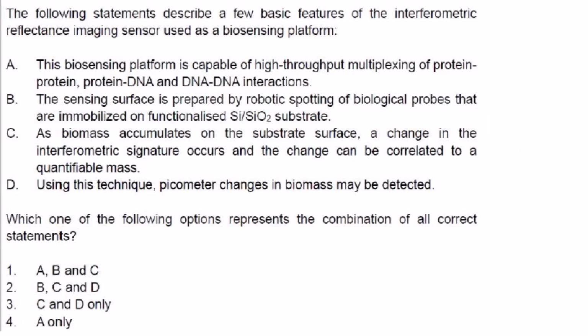Then the next one. The following statements describe a few basic features of the interferometric reflectance imaging sensor used as a biosensing platform. So interferometric means it involves interference of light waves. That is what is meant by interferometric: it involves the interference pattern of light. Now this is a biosensing platform, and as I read each of the options, I will explain to you then and there, because that itself is giving the principle behind the interferometric reflectance imaging sensor.